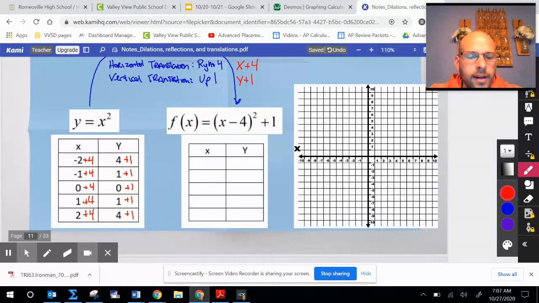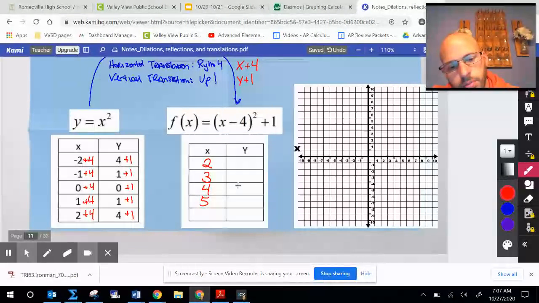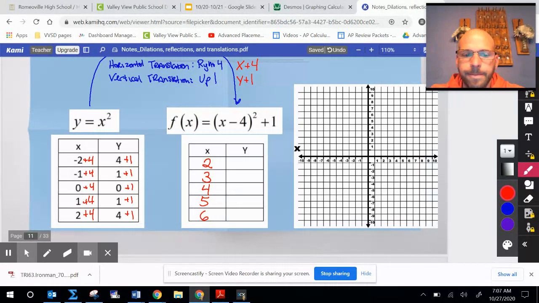So if I do that, now I'm going to simplify each one of these expressions into my new table. So negative 2 plus 4 is 2. Negative 1 plus 4 is 3. 0 plus 4 is 4. 1 plus 4 is 5. And 2 plus 4 is 6.